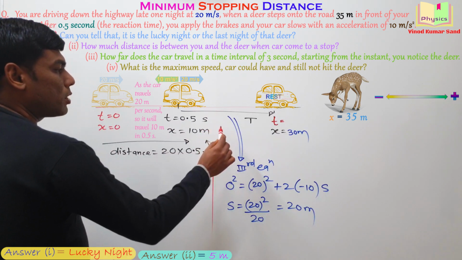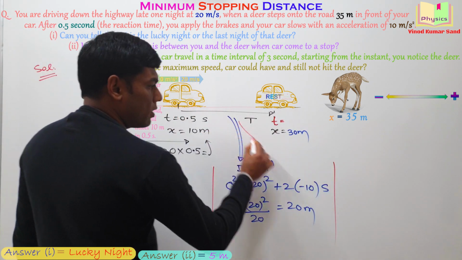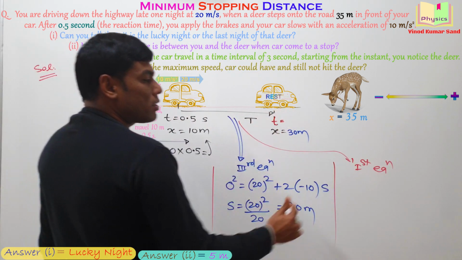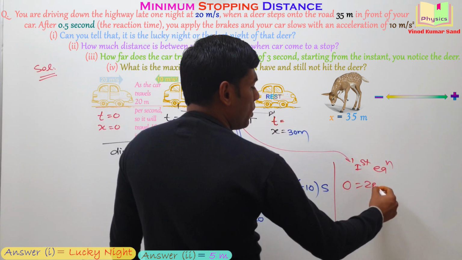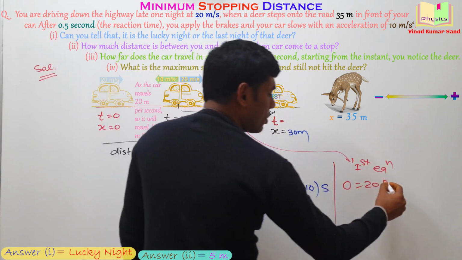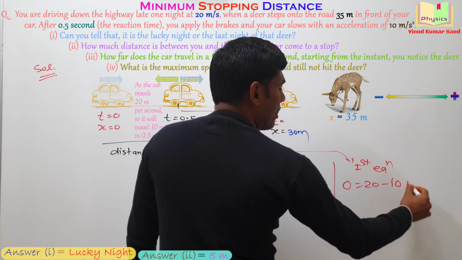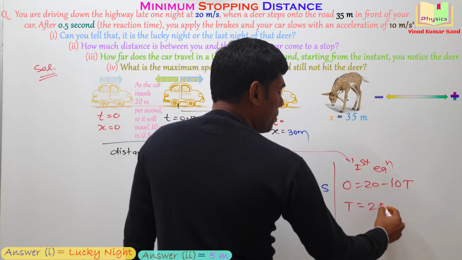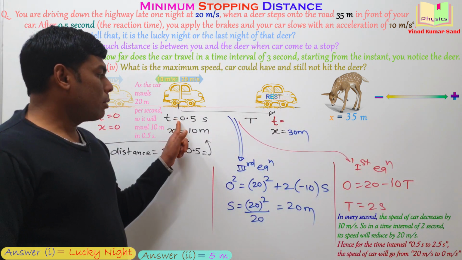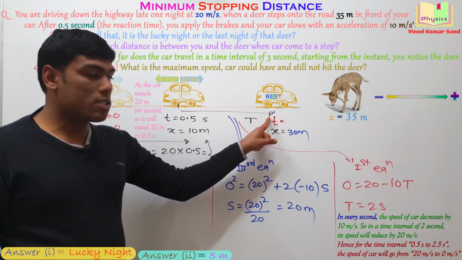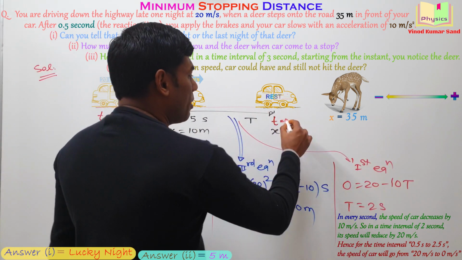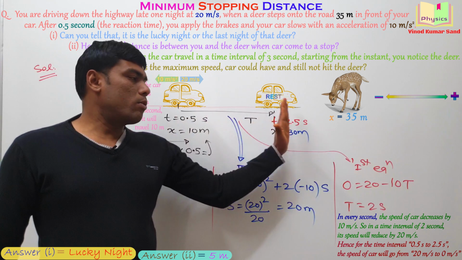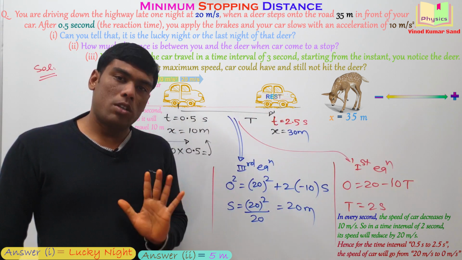Now for this computation, I'll be using the first equation of the motion. V is equal to u plus at. Final velocity is 0. U is 20 and the acceleration was in this direction, so minus 10, and this time interval was taken as capital T. So computing this T comes out to be 2 seconds. Up to here the moment of time was 0.5 second. Then this time interval is 2 seconds. So here T should come out to be 2.5 second. So from this moment at T is equal to 2.5 second, the car will come to a stop.